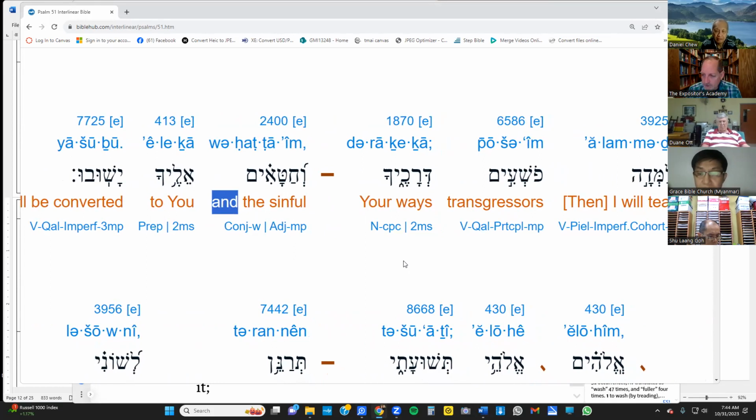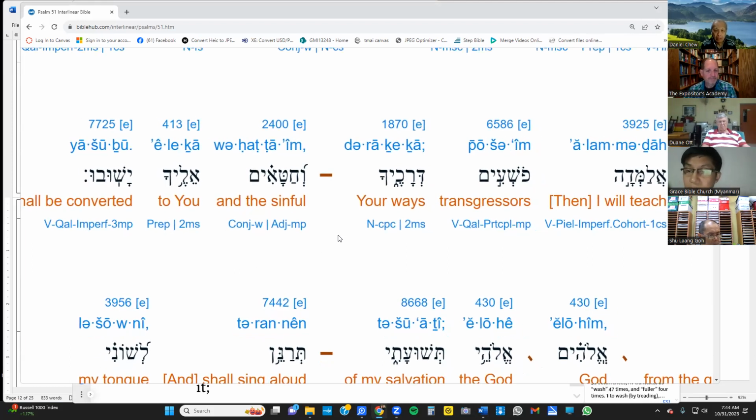So the interlinear is a really, really helpful tool to show us the actual Hebrew text, and from the guidance of the interlinear translators, we can see what's going on here. By the way, that was verse 13. I will teach transgressors your ways, and the sinful will be converted to you. It's that line. We'll get to that maybe tonight. You'll see how it goes.